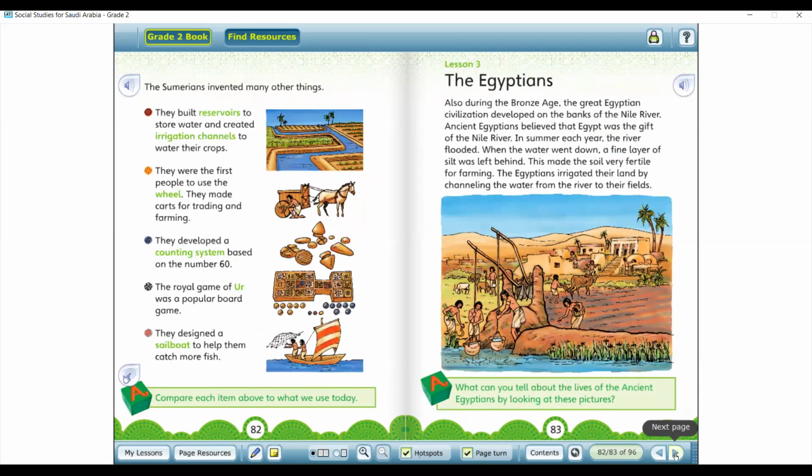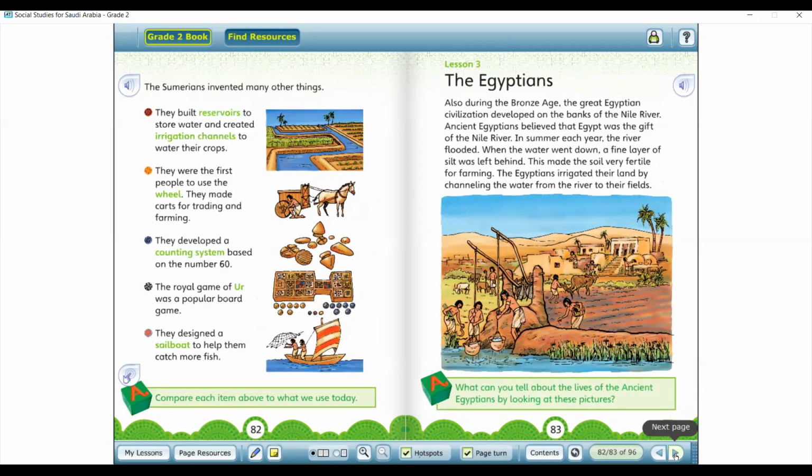Sumerians invented many other things. One of these inventions was that they built reservoirs to store water and to create irrigation channels to water their crops. And then another thing, they were the first people to use the wheel, which was very important, and we still use the wheel today, which is also still very important in modern day.